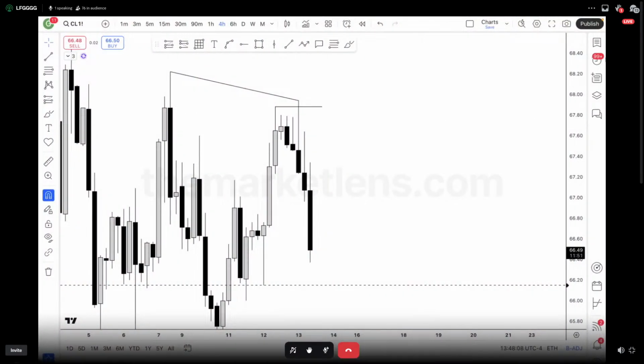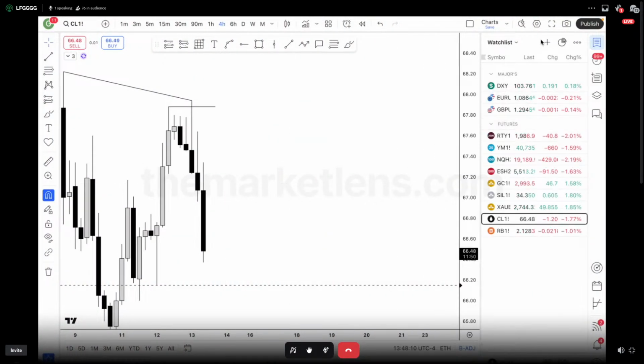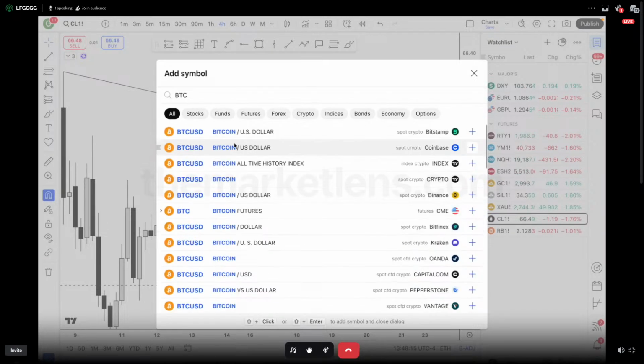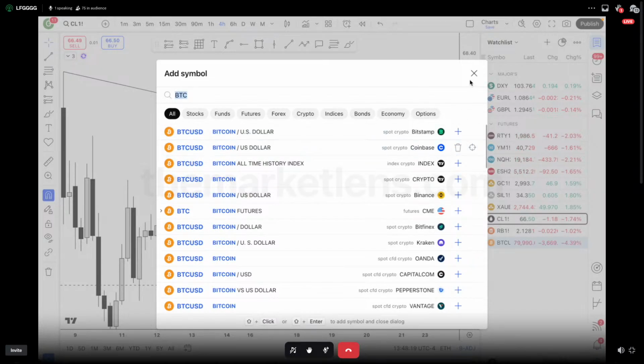Bitcoin. I actually saw someone post Bitcoin, so let's actually look at that. Someone posted a nice Bitcoin. What do y'all use? Coinbase? I don't know.